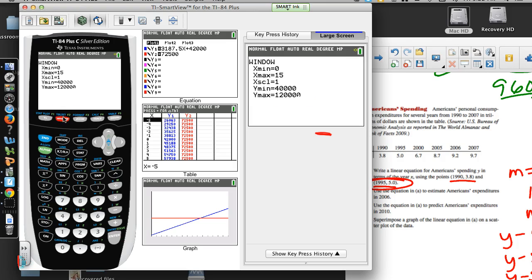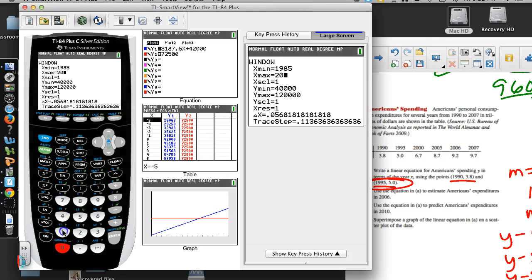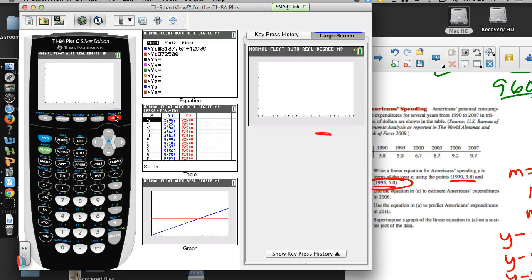But I have to change my window because my years went from 1990 to 2007. So let's see, I'll go from 1985 to 2010. And my Y values went from 3.8 to 9.7. So I will go from 3 to 10 by ones and see that scatter plot.